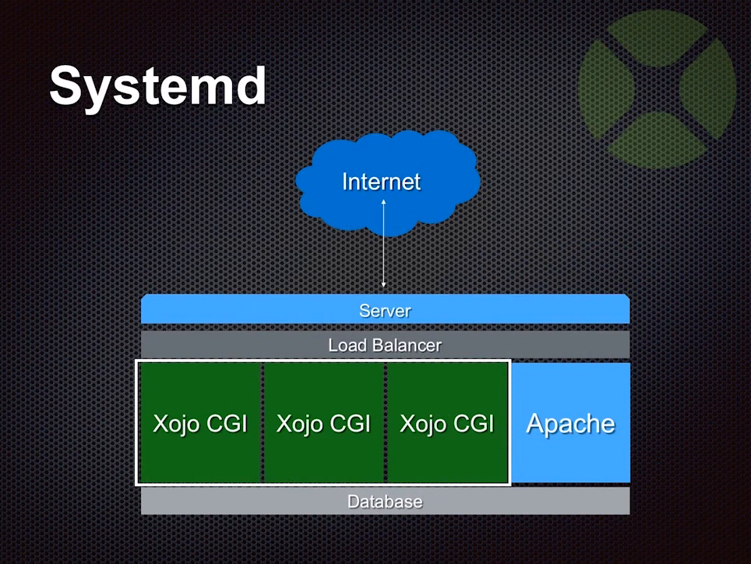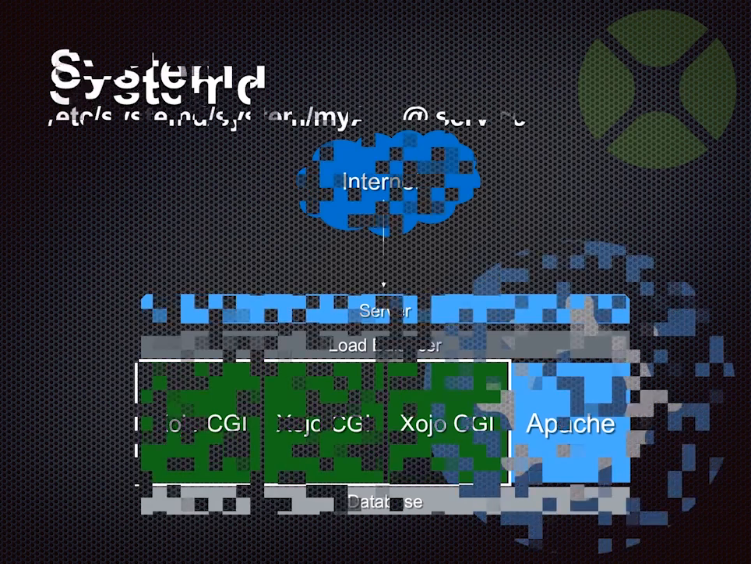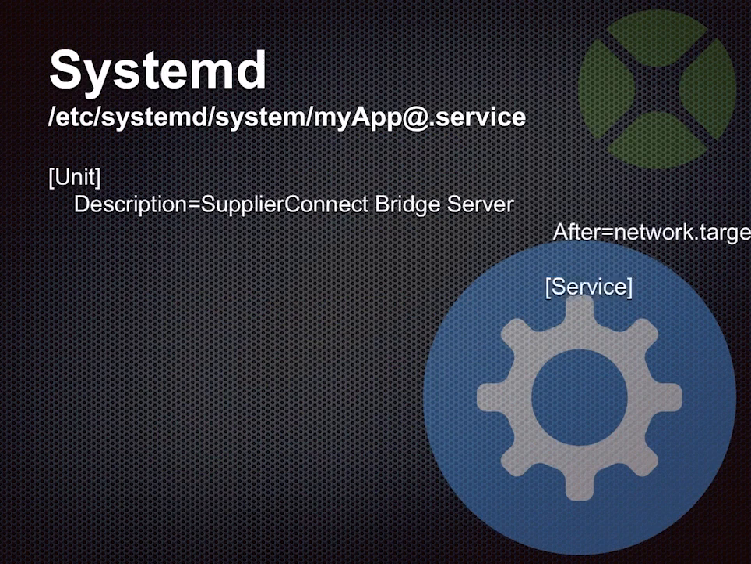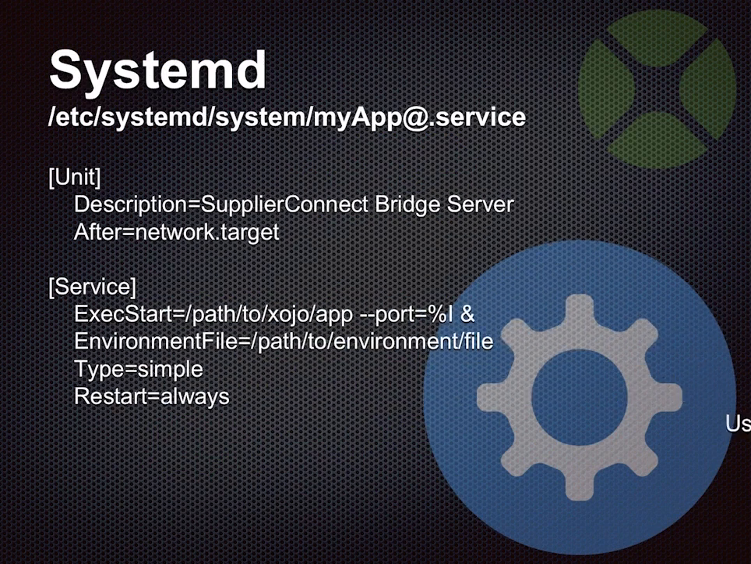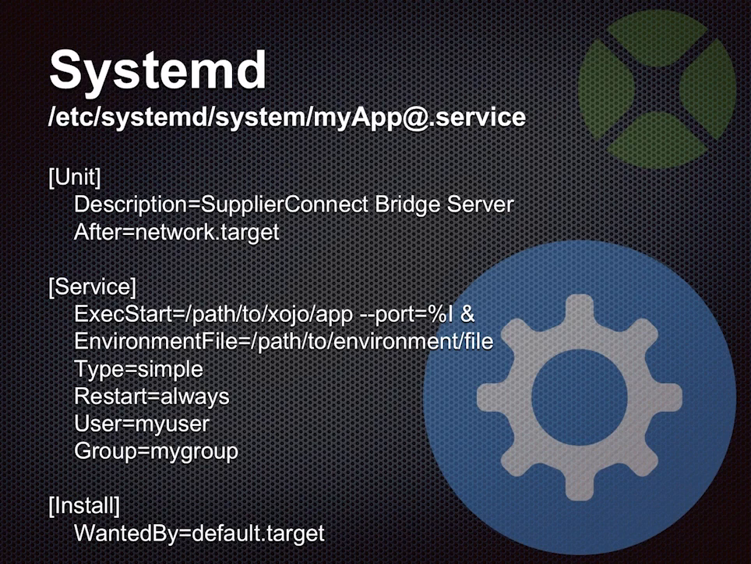Visually, realistically, systemd starts everything on this page, but we're going to look at how it runs our Xojo app instances, because we're not going to need to mess with the rest of it. So systemd uses unit files. They're just config files. They live in the systemd directory, and they're usually named something.service. That little @ sign is important. MyApp@.service means this is a template, which means I can use it more than once.